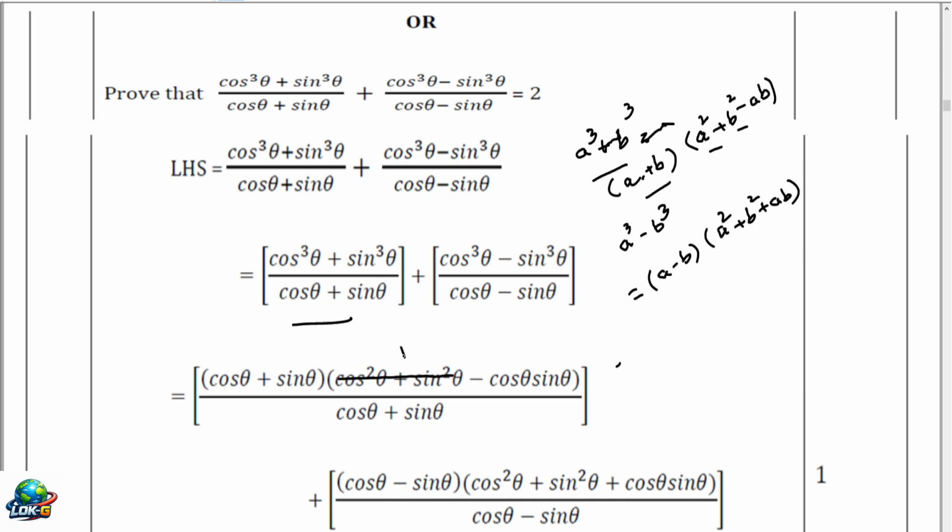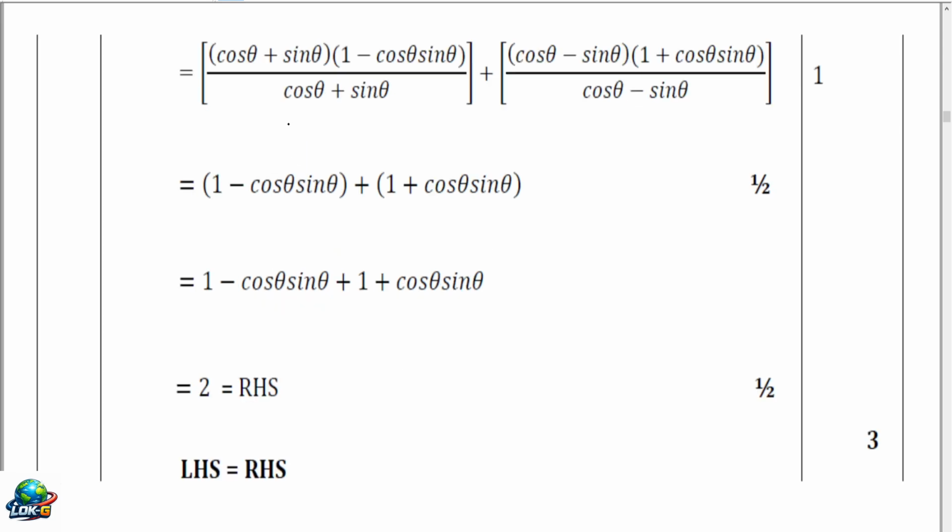Observe here, this particular cos square theta plus sin square theta, the whole thing becomes what? It can be written as 1. Here also cos square theta plus sin square theta can be written as 1. In the next step, they have written it as 1. And you are left with cos theta plus sin theta, 1 minus cos theta into sin theta, cos theta minus sin theta, 1 plus cos theta into sin theta.